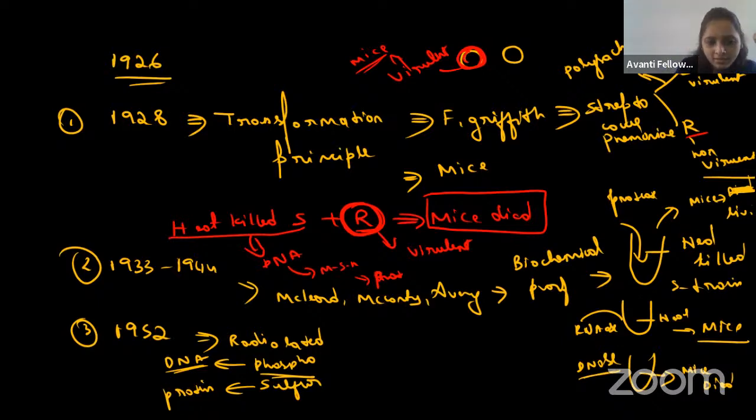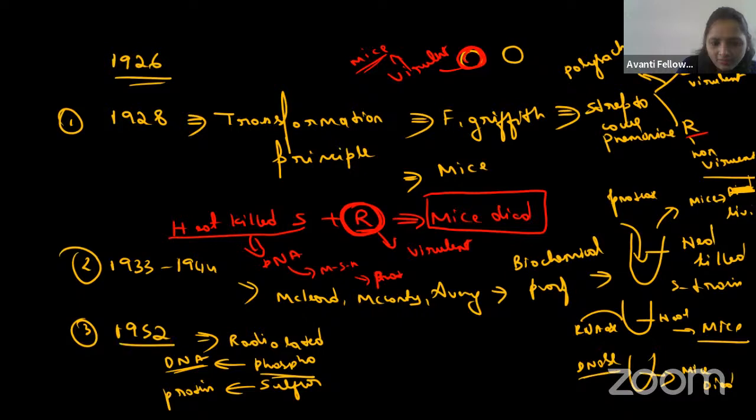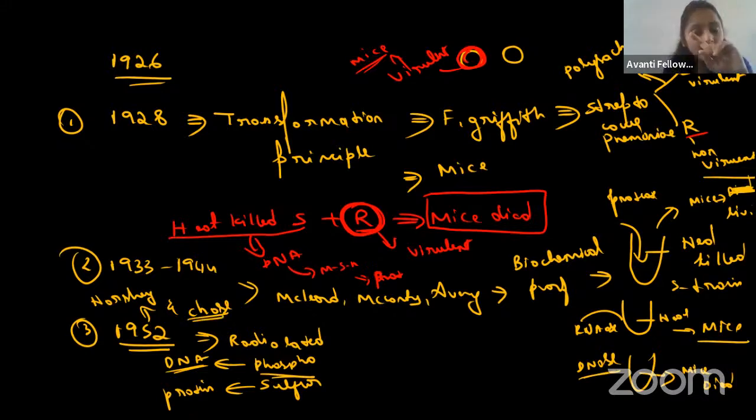Okay, fine. So in 1952, the scientists were Hershey and Martha Chase. We will call it the Hershey and Chase experiment. They took the radio-labeled material. The DNA they labeled with radio-labeled phosphate, and the protein they labeled with radio-labeled sulfur.